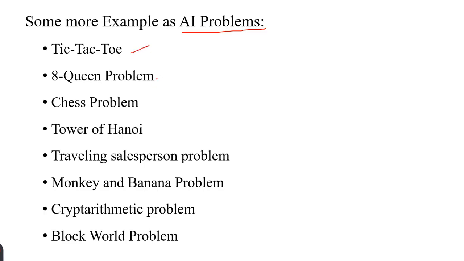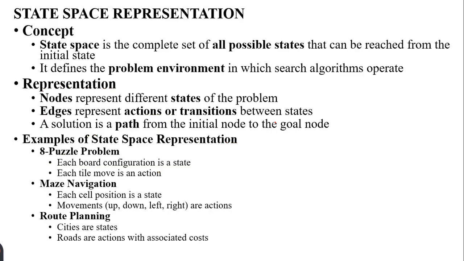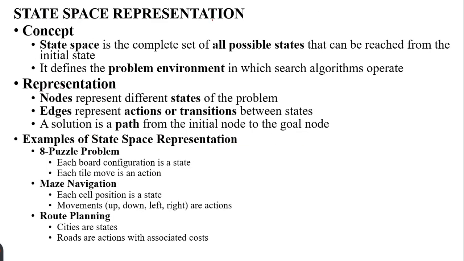Tic tac toe, 8 queens problem, chess problems, tower of Hanoi, traveling salesman problem, monkey and banana problem, cryptarithmetic problems, and block world problems. With the help of these problems, the machines can be trained. Then we can go for solving the problems. Okay, so here we can see that we have already seen this part. Next, we are going to see state space search representation.